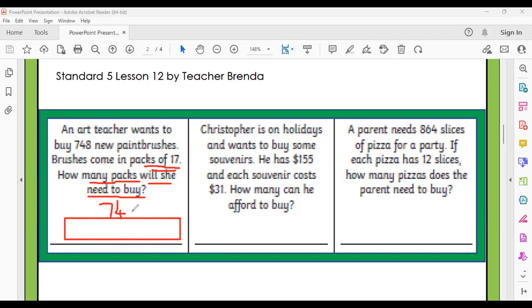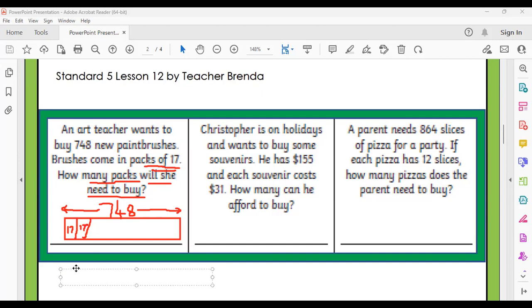748. You write your 748. You draw your arrow. Follow me, okay? Draw your arrow to show this whole thing is the paint brushes. And the paint brushes come in packets of 17. Every 17 is 1 packet. Okay, so literally, now we go to our number sentence. We already know what to do.